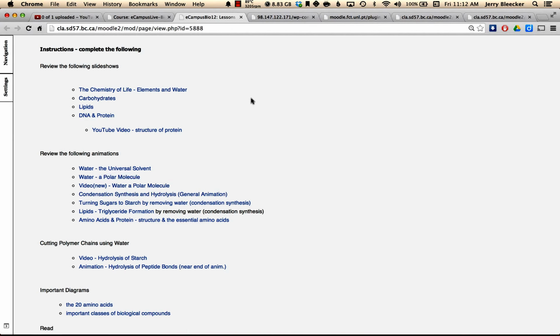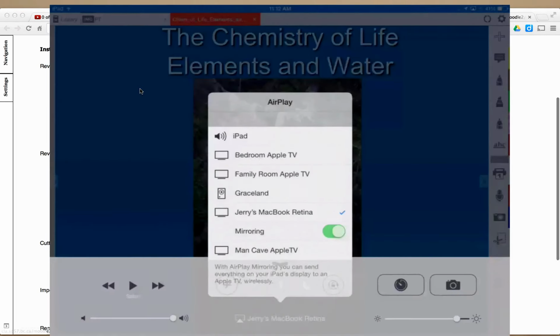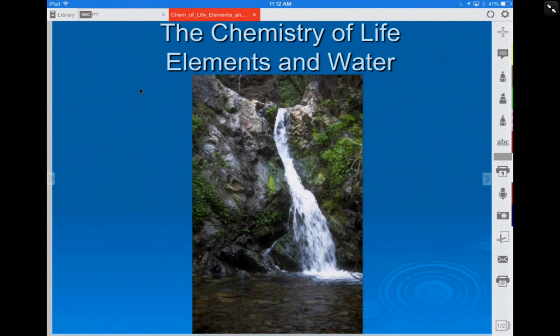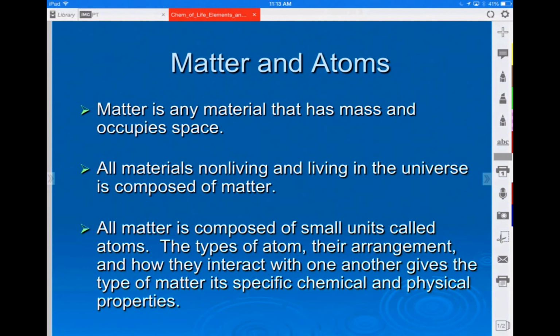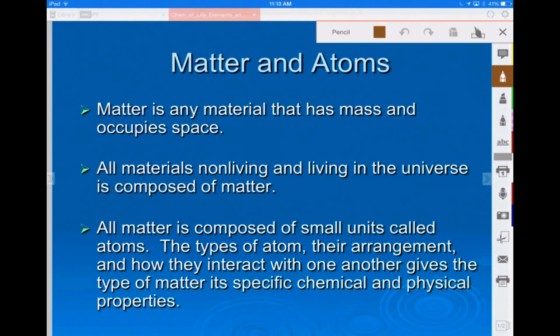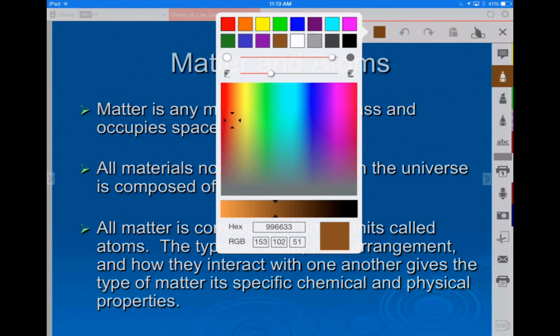All right. Click on this little doodad here, and you should be seeing this presentation show. There you go. The chemistry of life, elements, and water. Now, one of the things you might remember from grade 8 is that matter, definition matters anything that has mass and occupies space. So I'm just going to switch my pencil here. Brown's not going to work out so well.